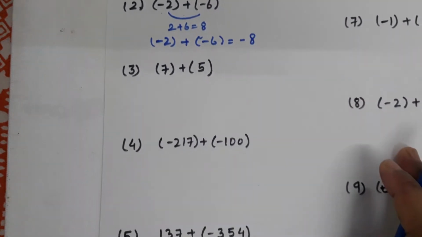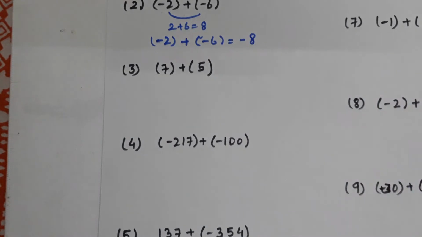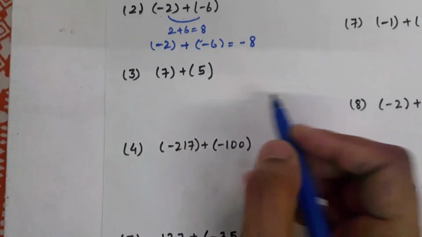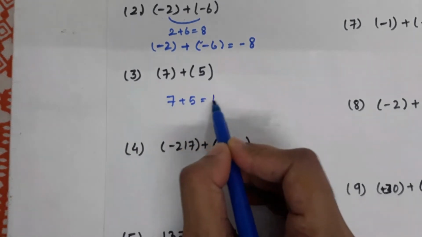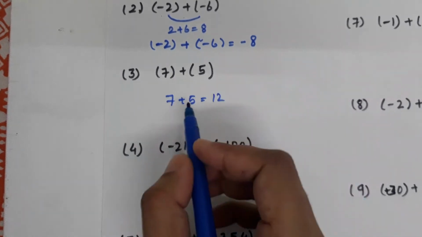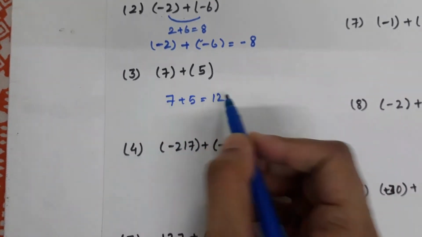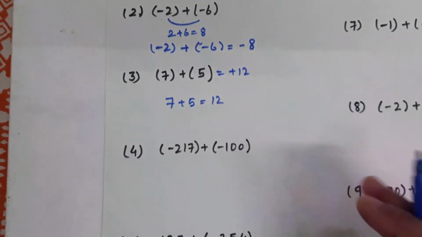Then the next one, it's a simple one. Both the numbers are positive, so they have the same sign. So I have to just add them, ignore the sign, add them. 7 plus 5 is going to give me 12. And put the sign of the addends. They have the same positive sign, so my answer will be plus 12. That's it. I can write plus 12, or you can simply write 12.